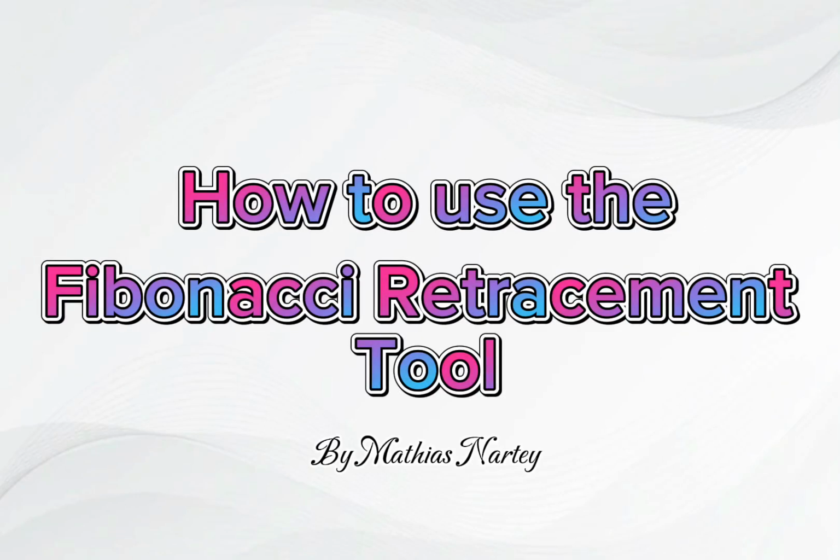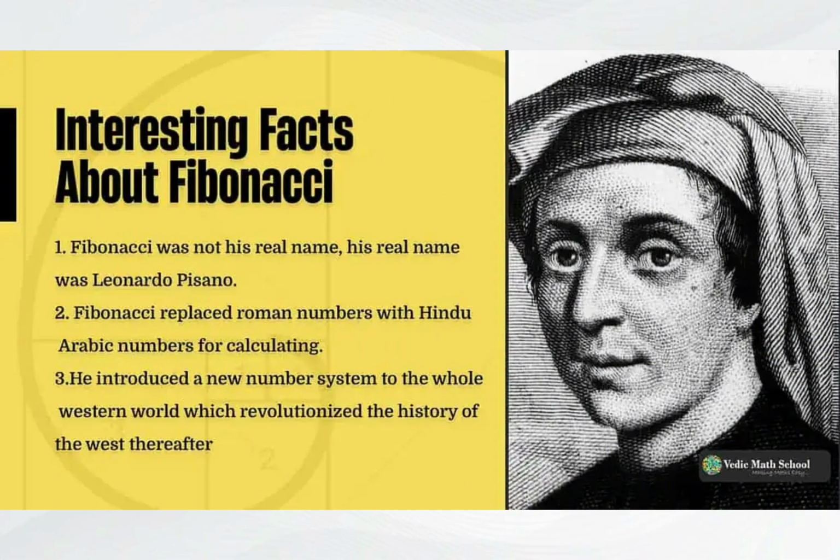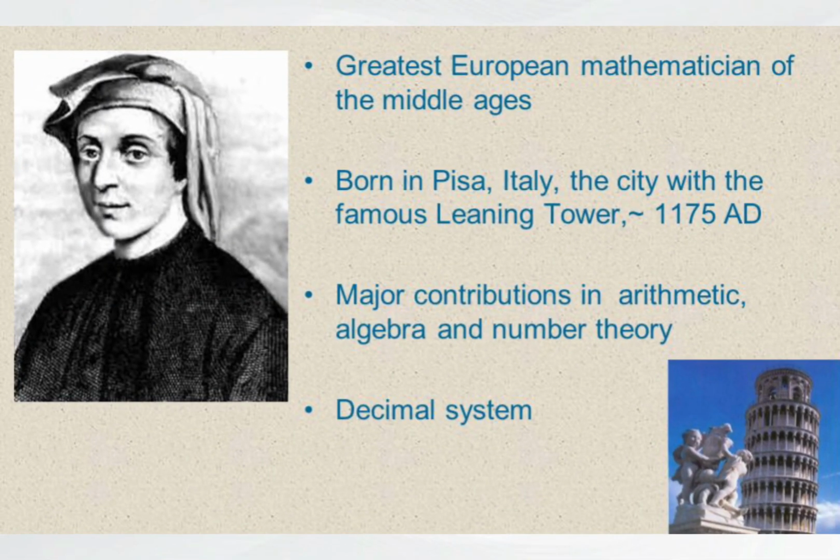The Fibonacci Retracement Tool is a technical analysis tool used to identify potential support and resistance levels in the financial market. Fibonacci is actually someone's name. Well, not his name. His real name was Leonardo Pisano, and he was an Italian mathematician born in the 1170s in Pisa, Italy. He's considered one of the greatest mathematicians in the Middle Ages.